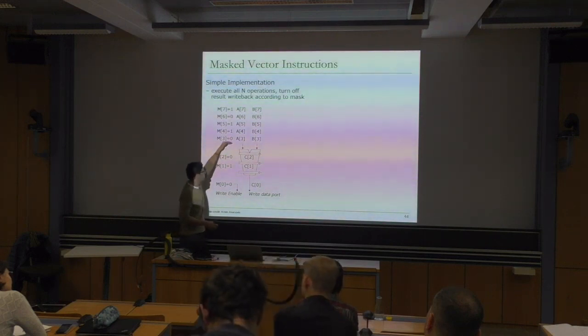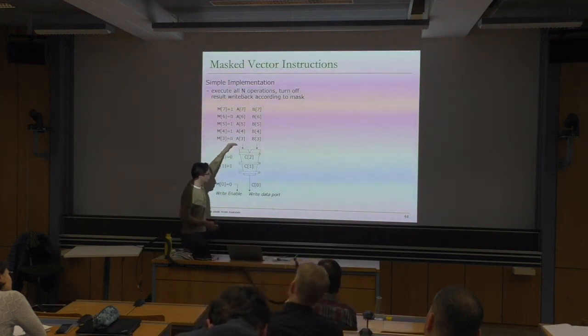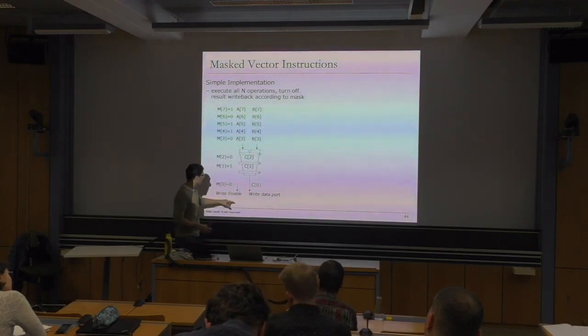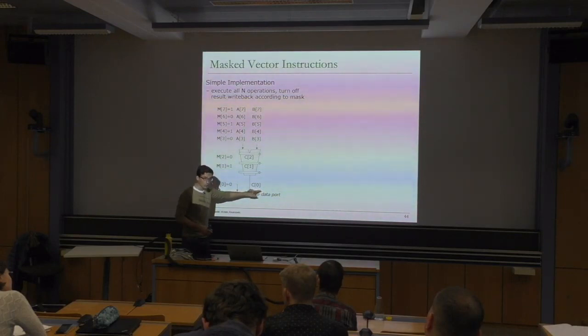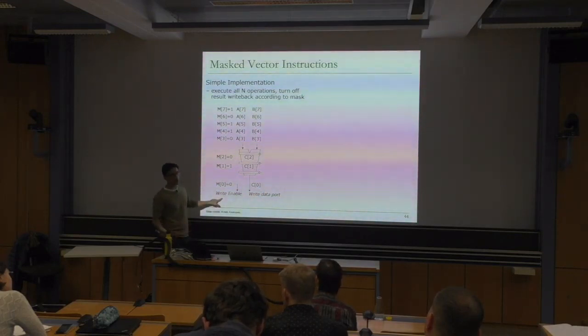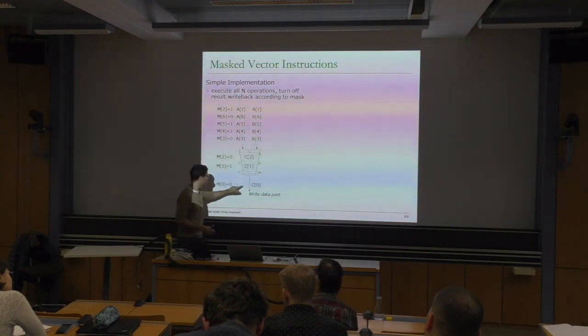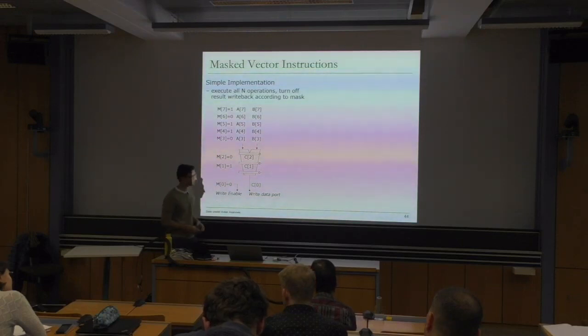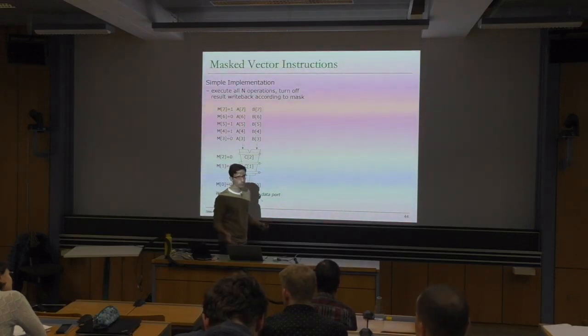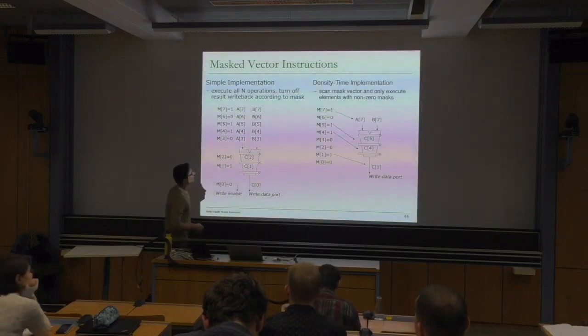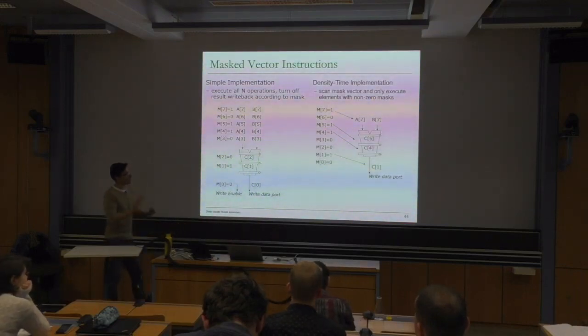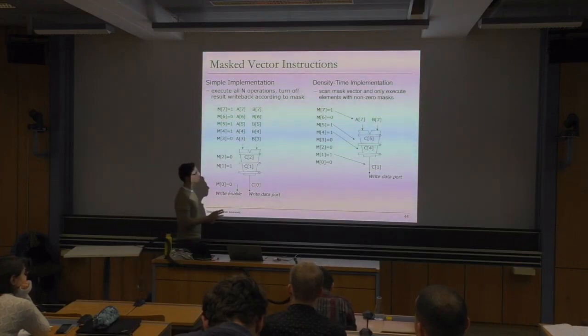Observe that all the operations go through the pipeline, and only when we have the actual value, we check the vector mask and decide if we write or not. In this particular case, for C0, the mask is 0, so we don't enable the writing. It's kind of wasting cycles, right? So it might be better to use the density time implementation.